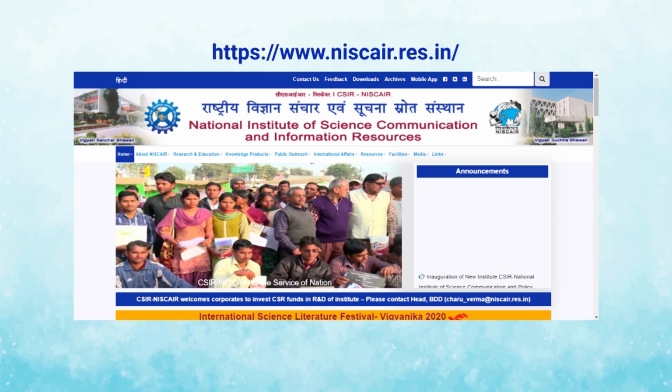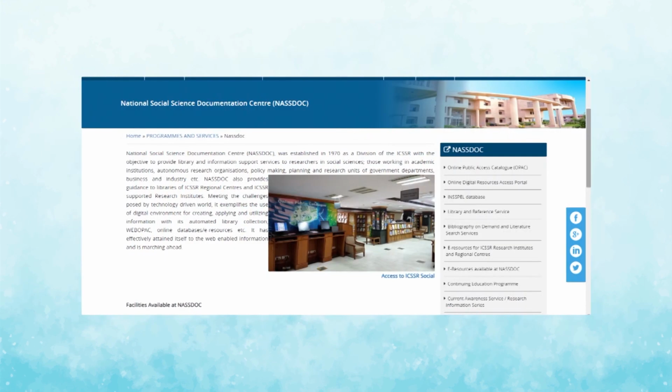Similarly, you can see some more examples. As I was telling you, this is the new name and this is the website also. Now, this is another national documentation center, National Social Science Documentation Center. So, you see these two examples, they are both national documentation centers, but there is a slight difference. The earlier one was a documentation center in the field of science, whereas this is a documentation center in the field of social sciences. So, they are different from the point of view of subject also.